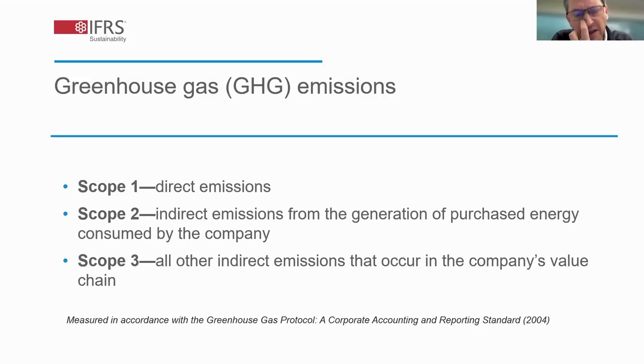Scope 2 is somewhat of an exceptional category. It's emissions from purchased electricity. So it's, in a sense, an extension of your direct operation. And scope 3 is everything else, right? Scope 3 is all the emissions upstream and downstream.